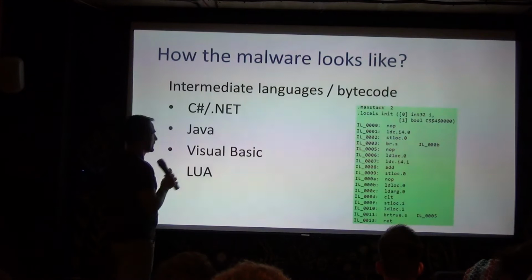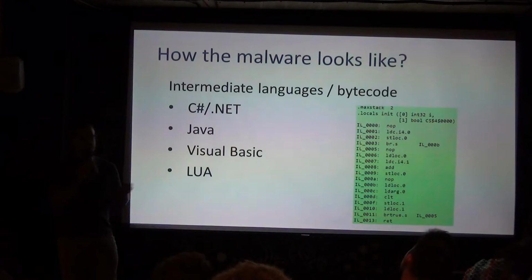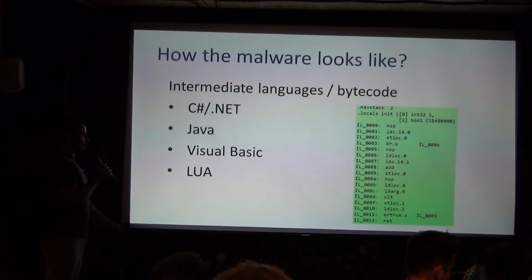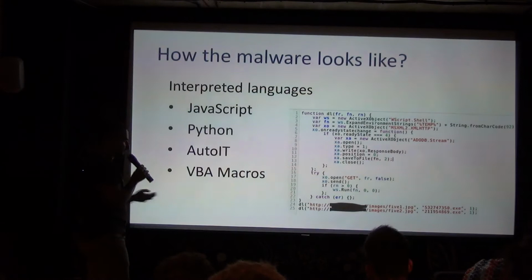It can be any file with intermediate language. If you use C#, if you use Java, Visual Basic, there is some bytecode which is interpreted, and this bytecode has different meaning than pure machine code. Then we have interpreted languages like JavaScript, Python, AutoIt, VBA macros, and that's again something very different.